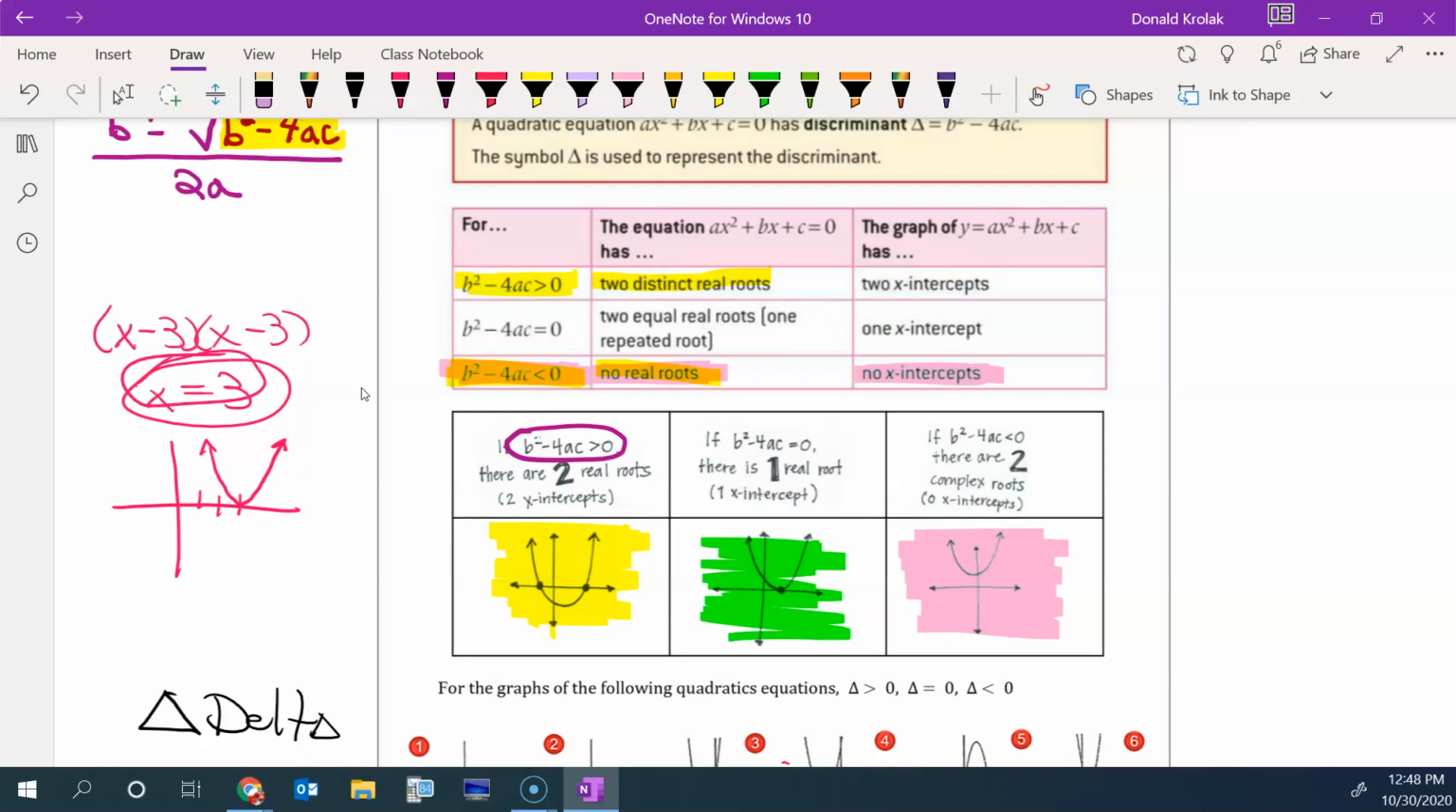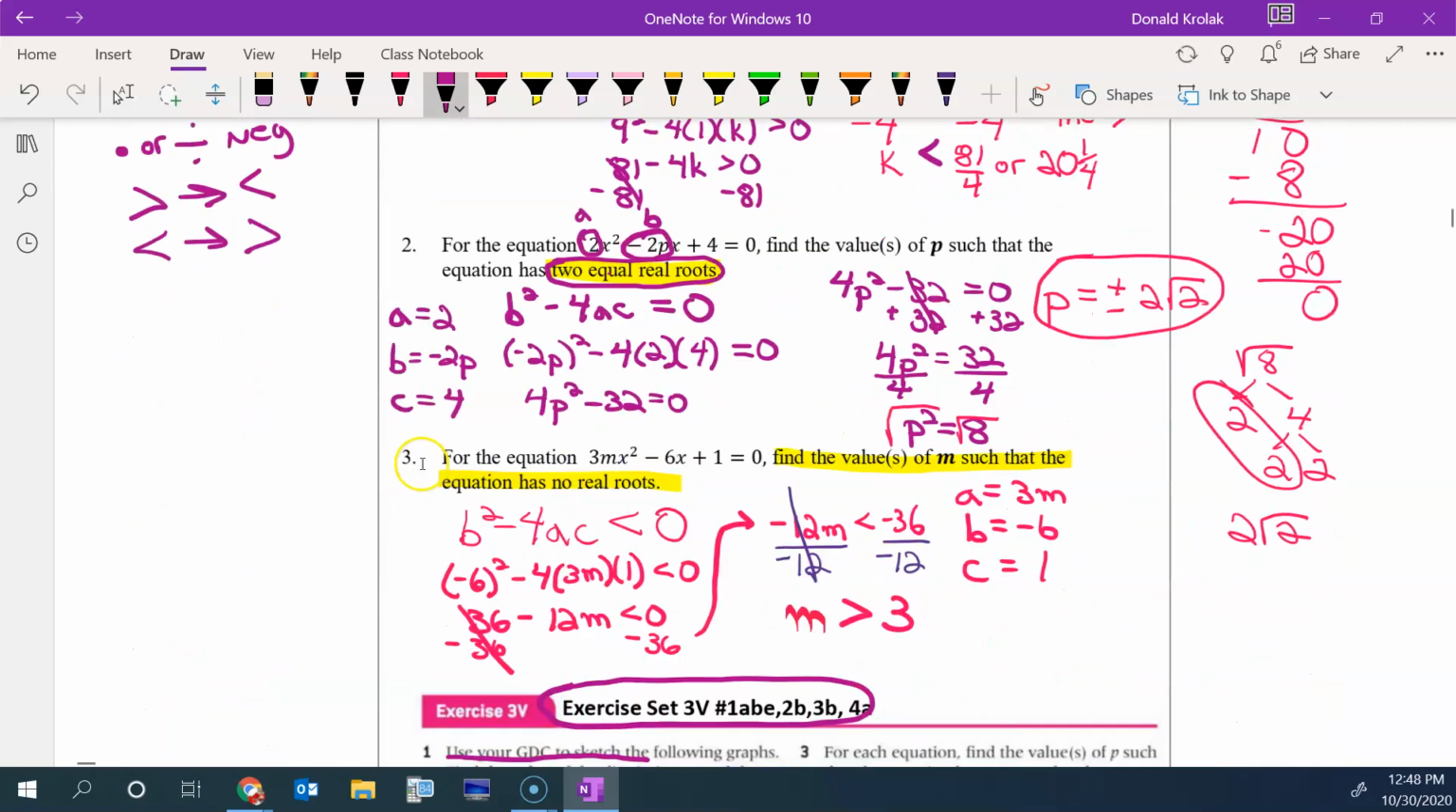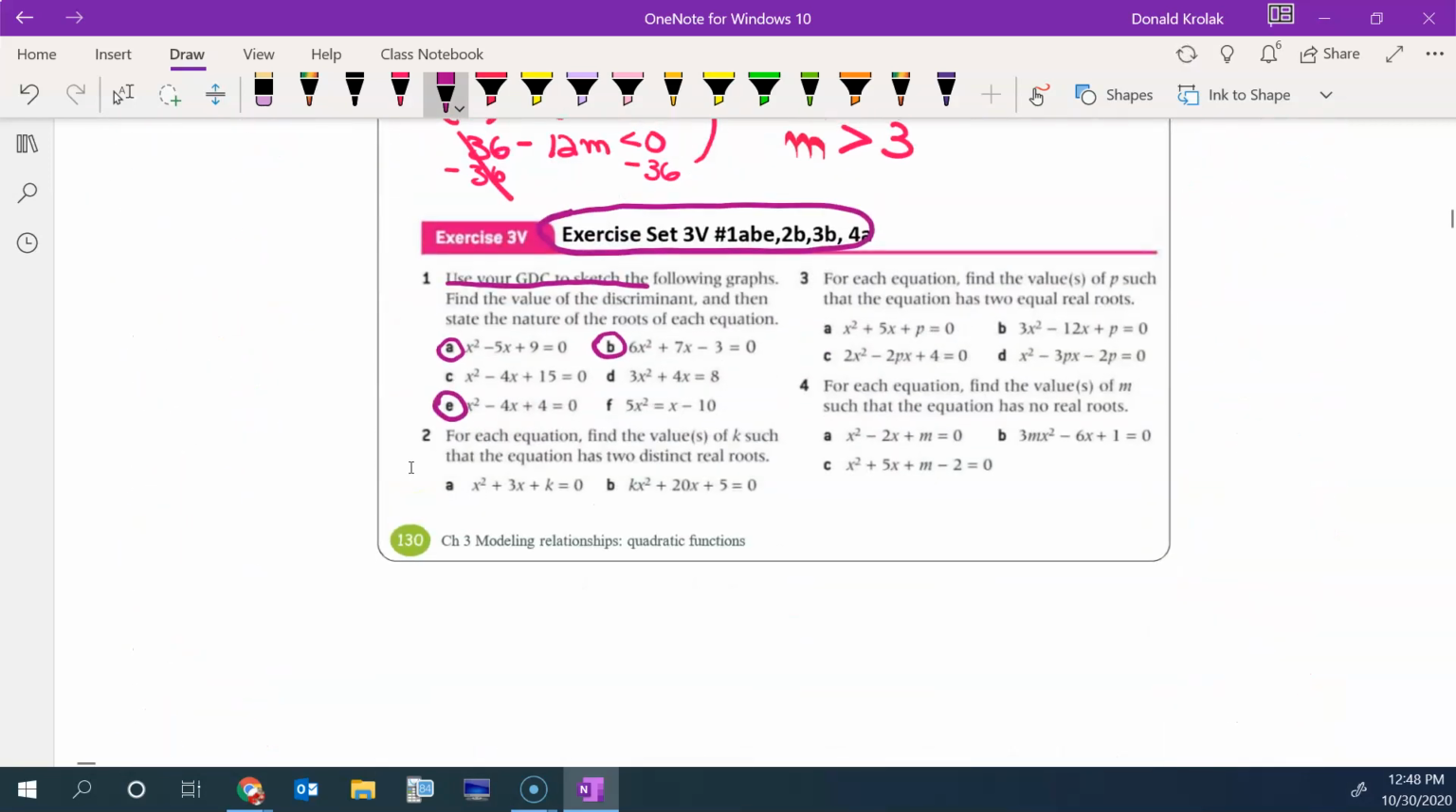Okay, when it says state the nature, that's when you're writing this stuff out: 2 distinct real roots, 2 equal real roots, no real roots. That's what you're talking about when they say state the nature of the roots. When you make these drawings, notice it says to sketch.